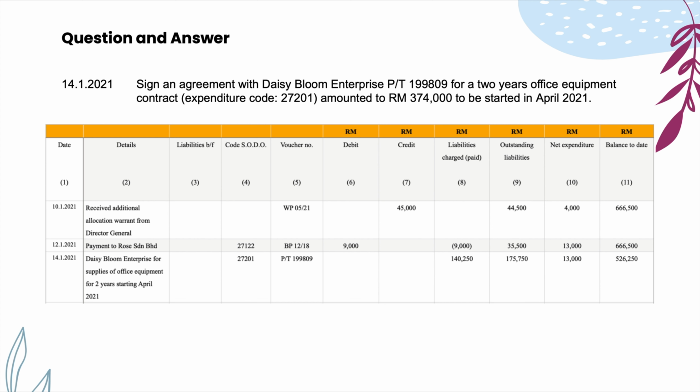The amount of 140,250 ringgit will be put at the liabilities charge column, where I get 250,000 is 374,000 divided by 2, and the amount will be times 9/12 since it started in April 2021. So the balance to date will reduce to 526,250 ringgit. But now the outstanding liabilities has increased.